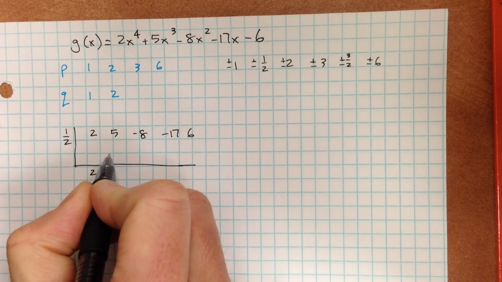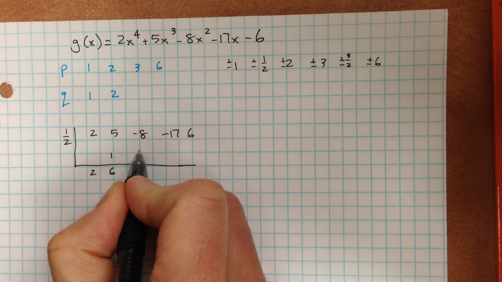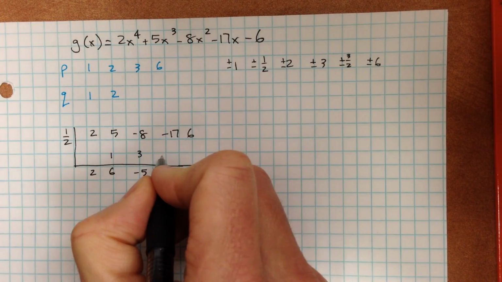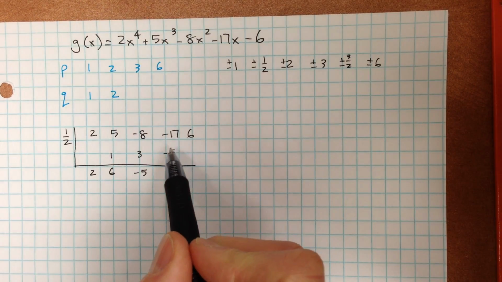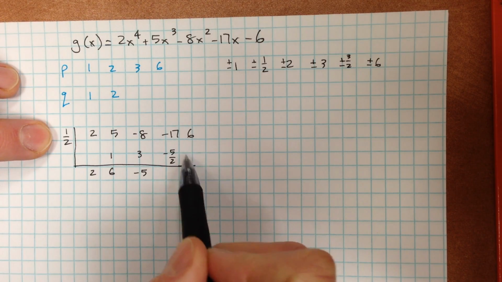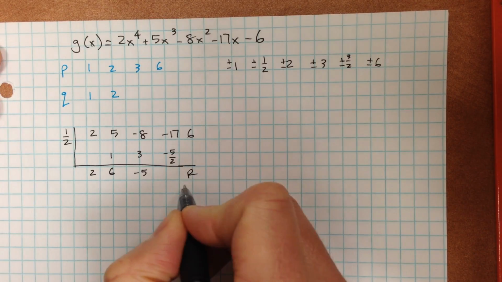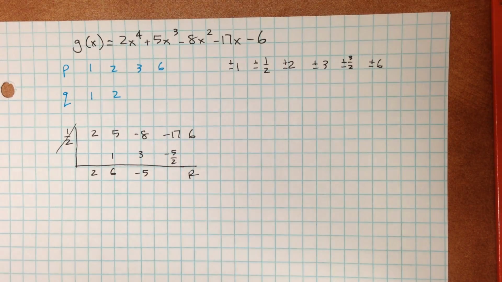2 comes down, half of 2 is 1. Add down 6. Half of 6 would be 3. Add down -5. Half of -5, -5 halves. When we do this math here, we're going to be looking at a little over 17, 18. Half of 18 will not be -6 right there. So we will end up with some sort of remainder. I don't even really care what that remainder is. The fact of the matter is it's not 0, so I know that 1/2 is not one of my roots.